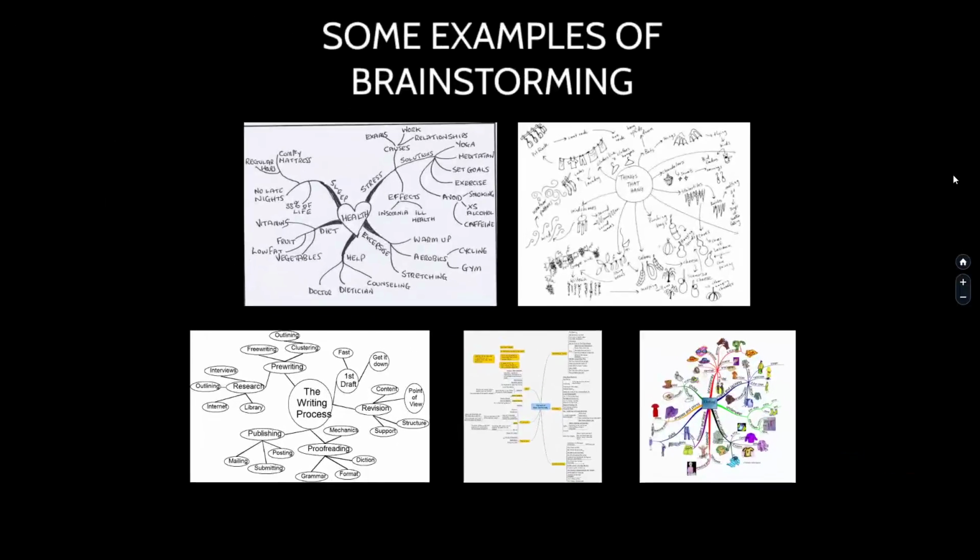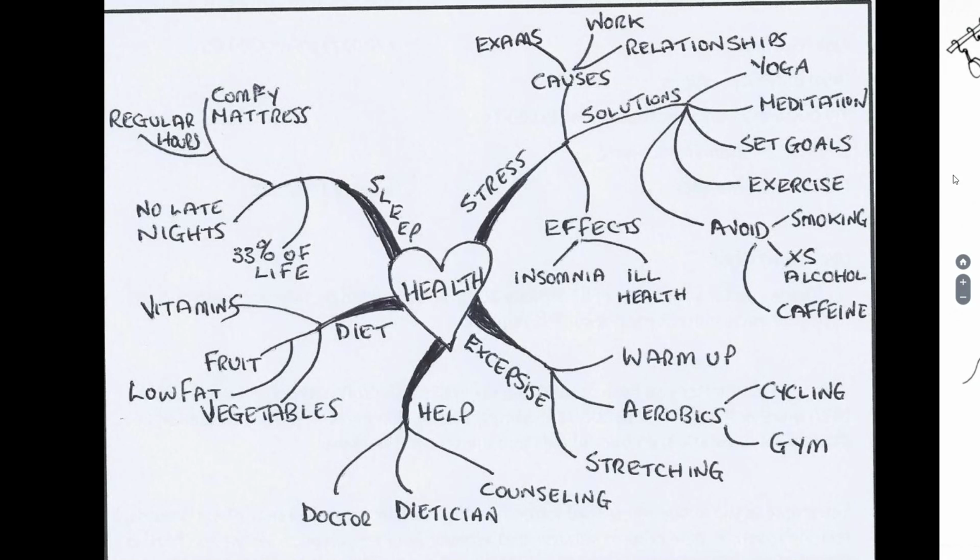So let's look at some examples of some brainstorms here. Here's a handwritten brainstorm. Health. What are some important things to help maintain our health? Good sleep. To manage our stress effectively. Exercise, help, and diet. So you can see they've got 5 supporting ideas here, and they've thought of some examples. So for diet, for example, it's important to eat enough vitamins, fruits and vegetables, to eat a low-fat diet. Probably put in there, don't eat too much sugar.